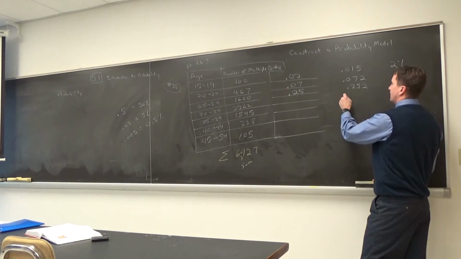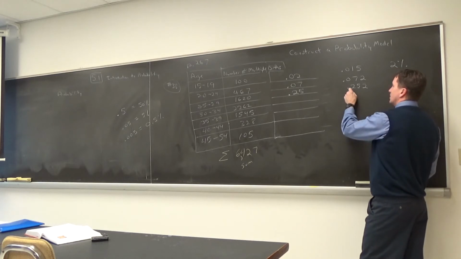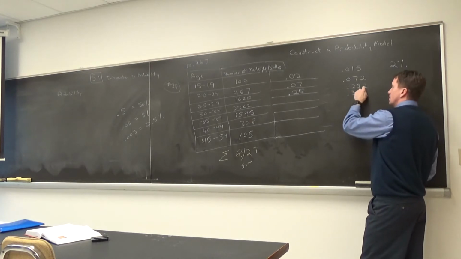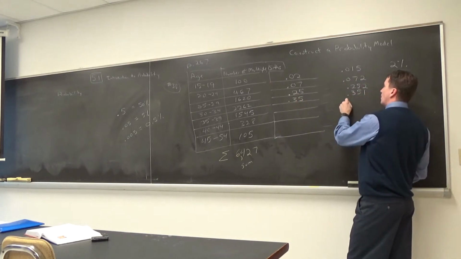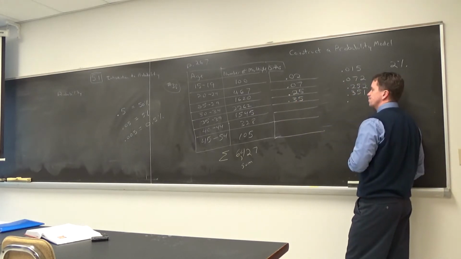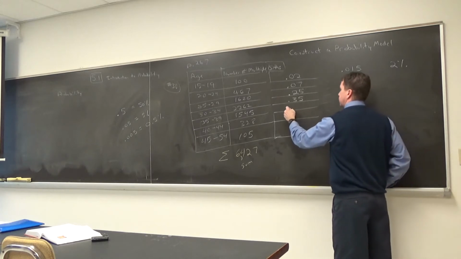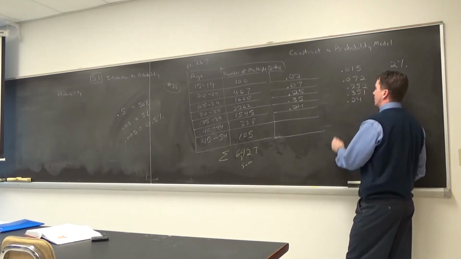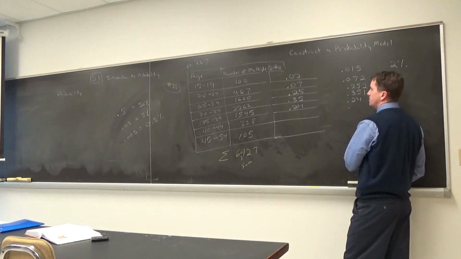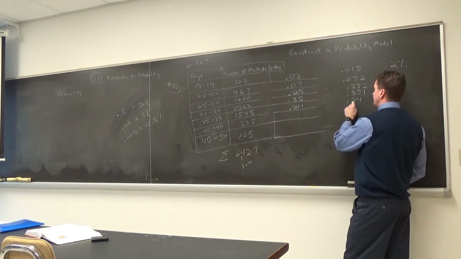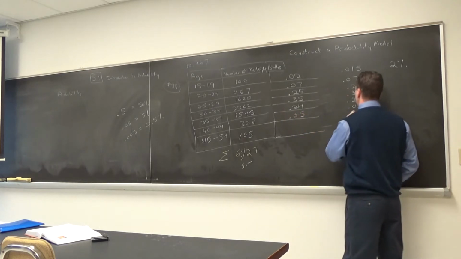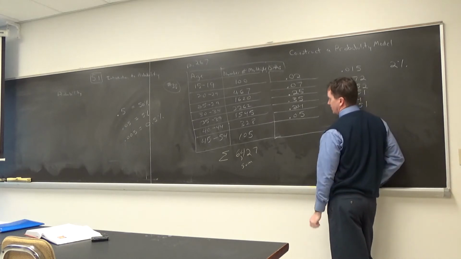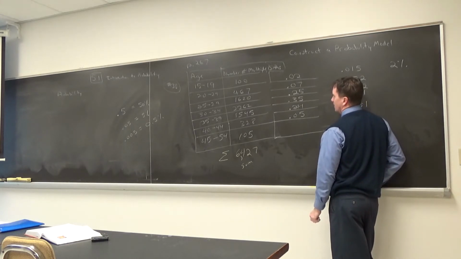What do you get for the next one? 0.35, 352. All right. Next one. 0.24. 0.05. What was after the 05? 1. And lastly, another 0.02.